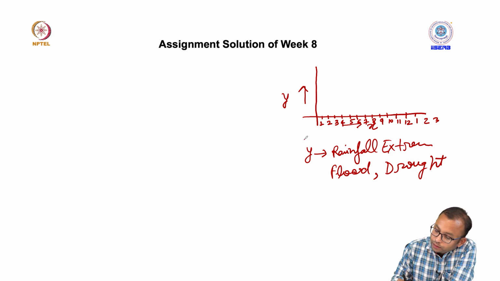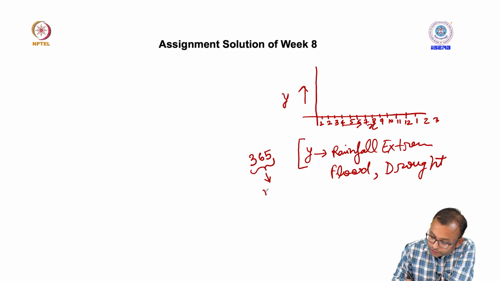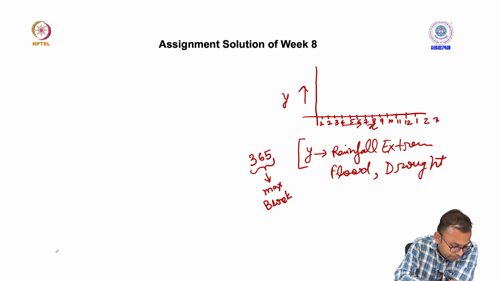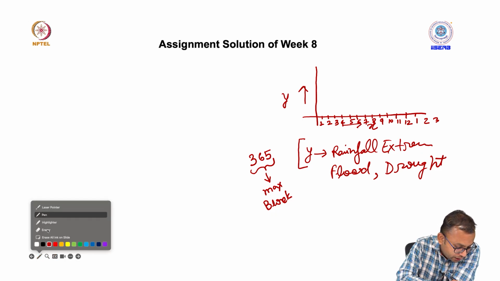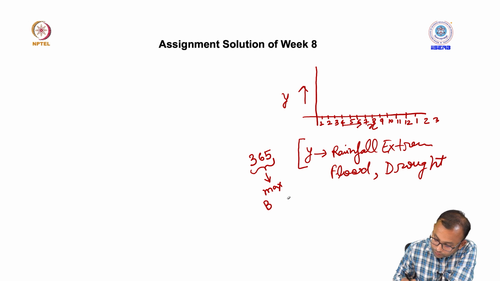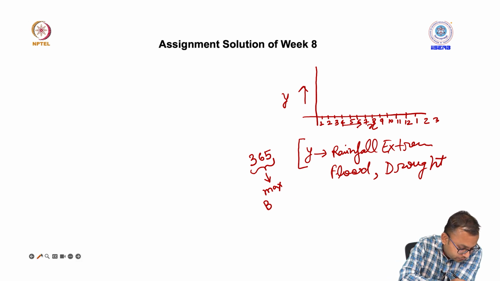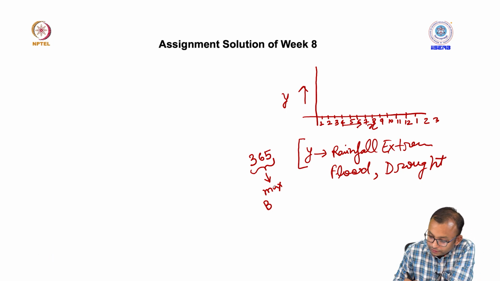For example, if you are talking about rainfall extremes, we say that we have collected the data set for 365 days, and out of these 365 days we calculate the maximum value. That is the block maxima approach we are talking about, where we select the data for 365 days and then calculate the block maxima.